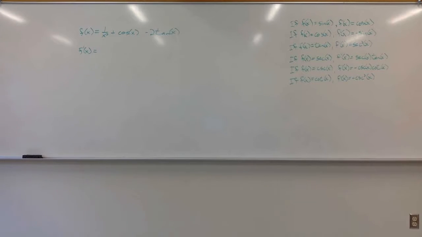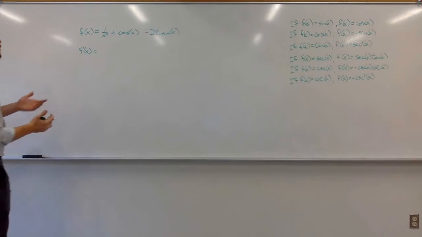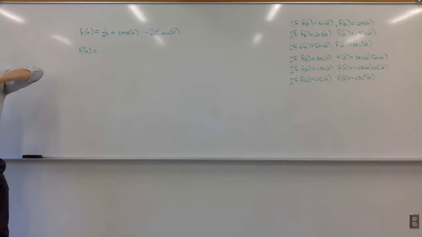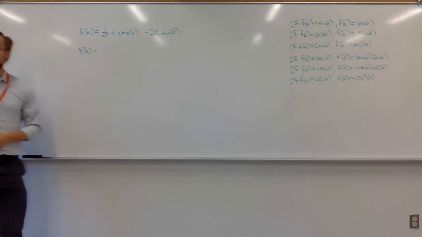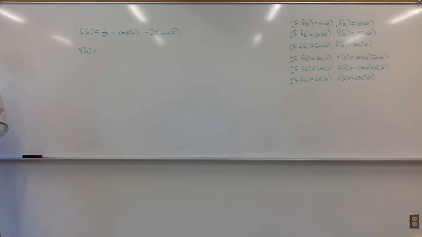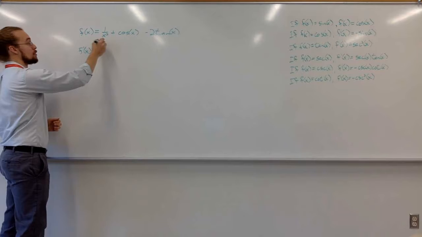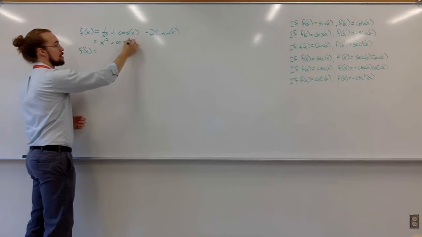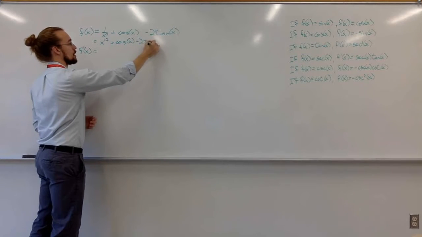First we want to rewrite this, right? How can I rewrite 1 over x squared before I take the derivative? X to the negative second power, thank you. So before I take the derivative, I just want to rewrite this as x to the negative second plus cosine of x minus 2 tangent of x.